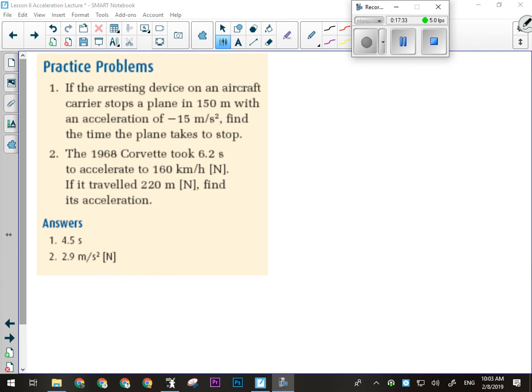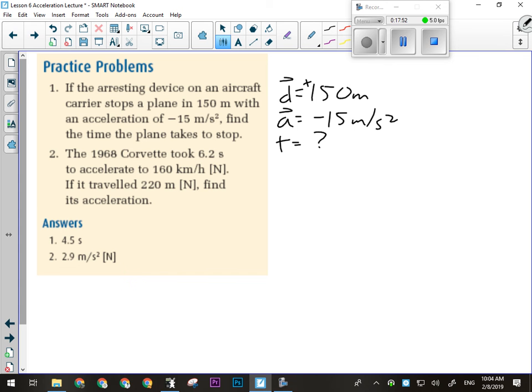So what we have here is a displacement of 150 meters, that's a positive number because it's forwards, an acceleration of negative 15 meters per second squared. That's pretty sharp. And we are trying to find the time it takes the plane to stop, and because it says it stops, we know VF is 0 meters per second.